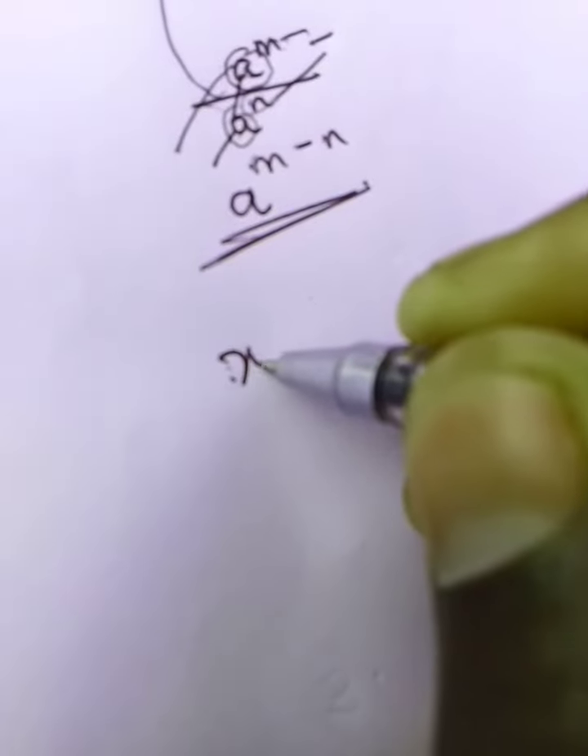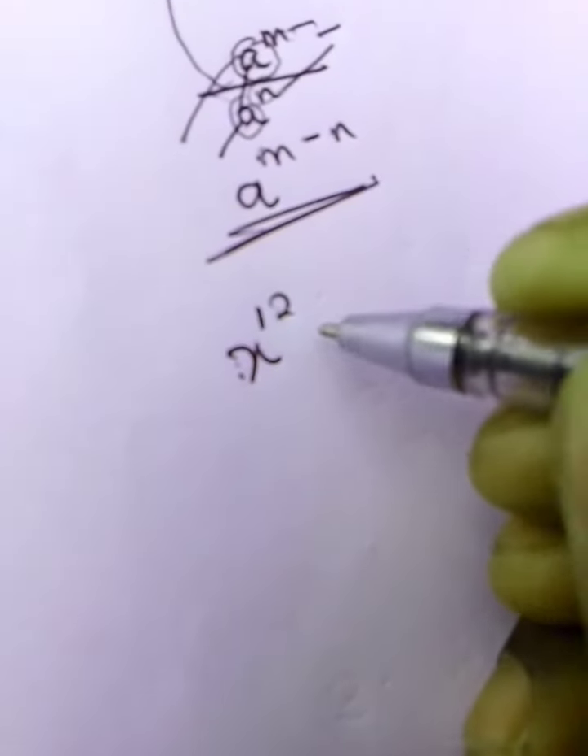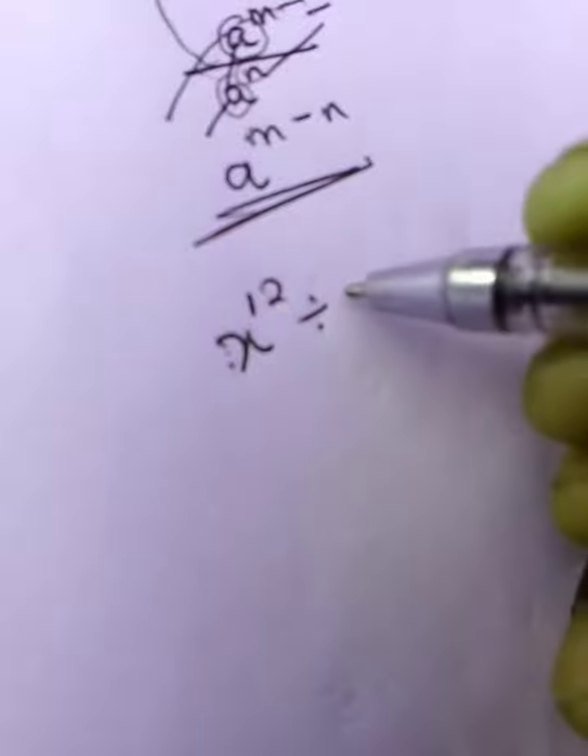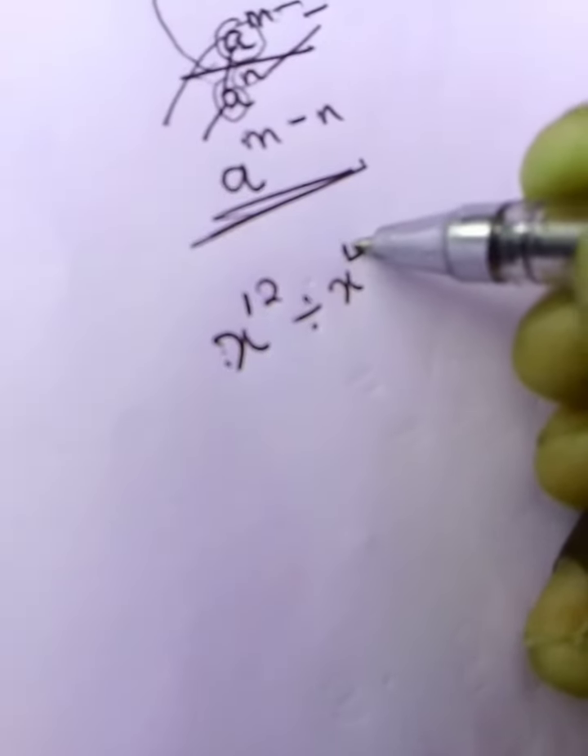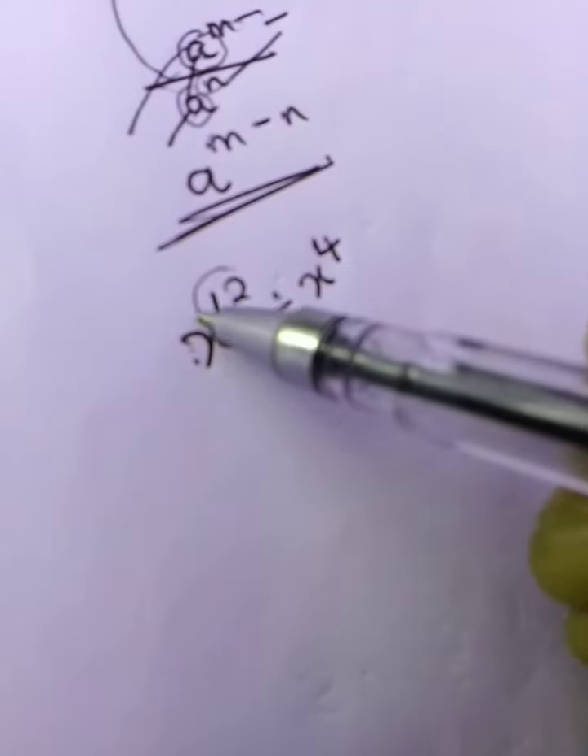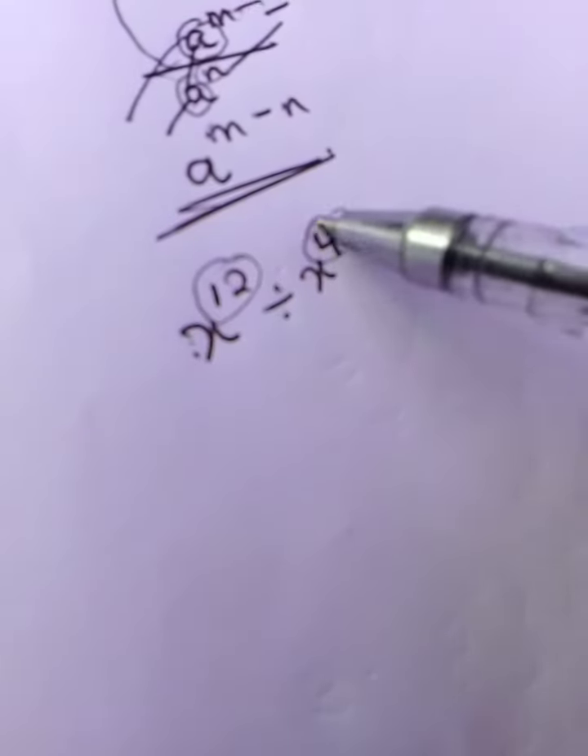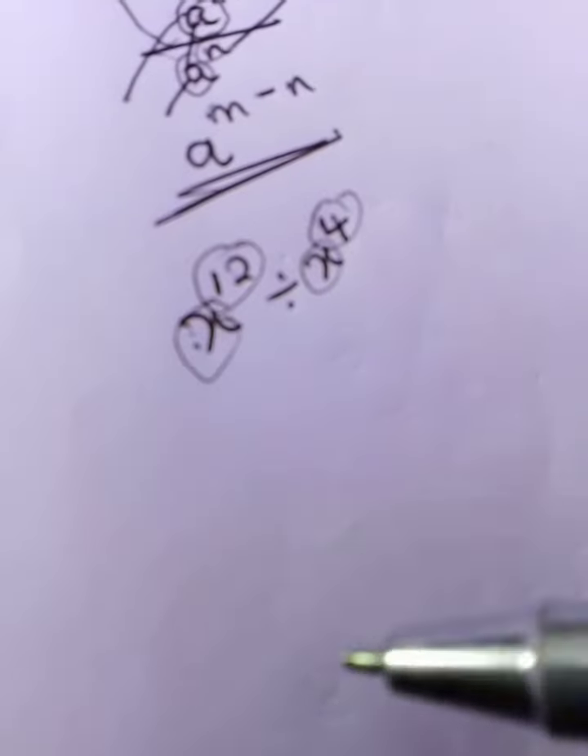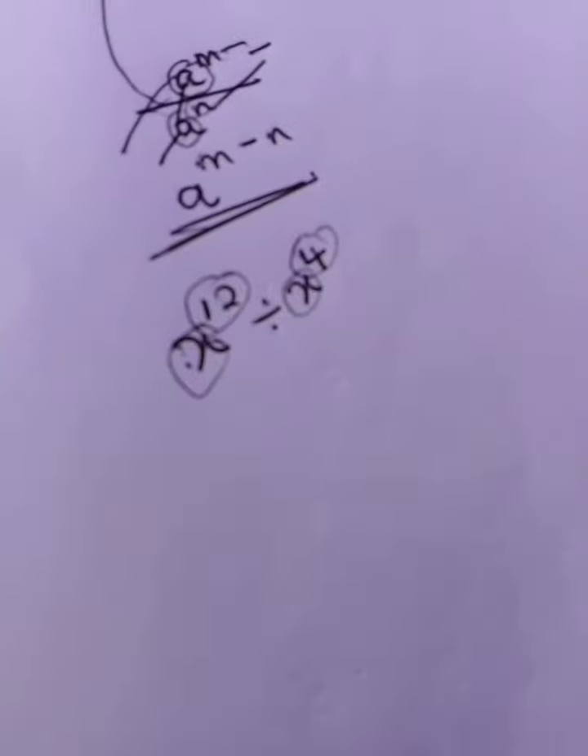Let's have our first example with numbers so that we can see how this division rule can be applied to solve a question. Let's have x to the power 12 divided by x to the power 4, like this. As you see here, our powers are numbers, and here is an unknown.